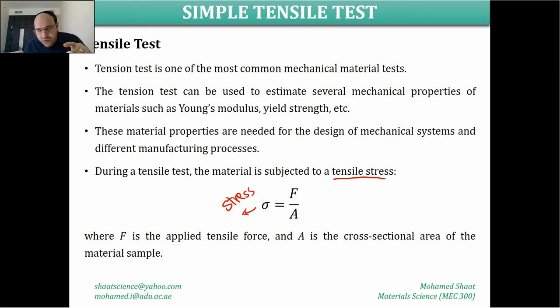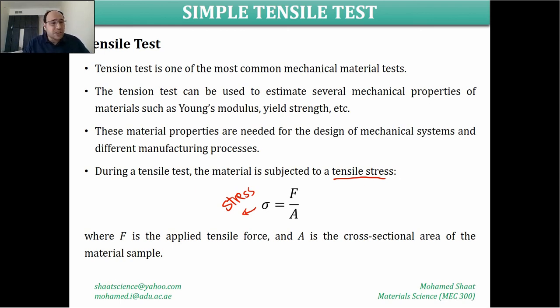We can apply this stress through a force acting over the material sample, and if we divide this force over A, which stands for the cross-sectional area of the material sample, we can simply generate a stress that would be acting on the material to force it to be stretched, to increase the length of the material sample.